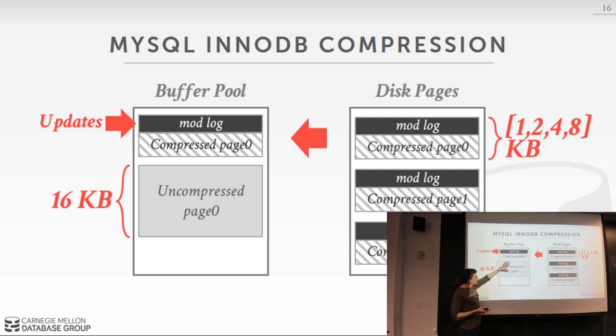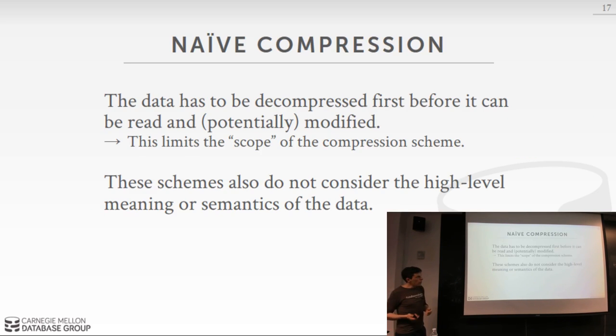So they know that if I read this and I never actually modified anything, I can blow this away, then keep this here. Because if you blow this away, then if I need to get rid of this thing, I have to compress it and put it back out. But if I know I haven't updated anything, then I can just drop these frames in my buffer pool and then reuse the compressed one if need be.